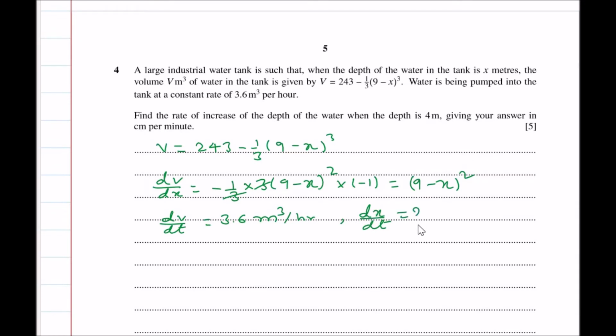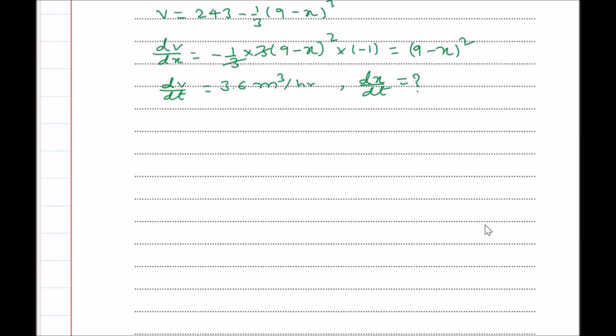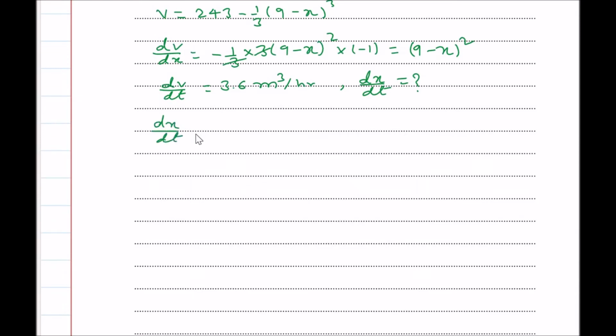dx by dt is equal to what? We can write dx by dv into dv by dt, connecting the rates. This is the formula we are using. The dv will be cancelled out, so we get back dx by dt. Now let's put the values.